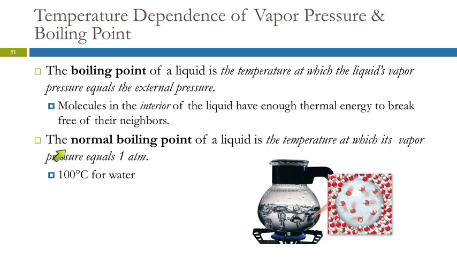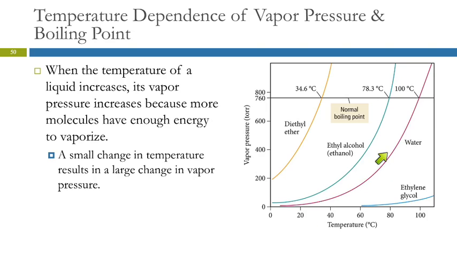So we sometimes refer to the normal boiling point of a liquid. That's the temperature that it boils at 1 atmosphere of pressure. Because if we change atmospheric pressure, that affects the boiling point. Let's go back to this picture. So water boils at 100, ethyl alcohol at 78.3, diethyl ether at 34.6 degrees. Well, what if we had only 600 torr of pressure above this liquid? Well, then water would boil at about, I don't know, about 90 degrees. It would boil at a lower temperature.